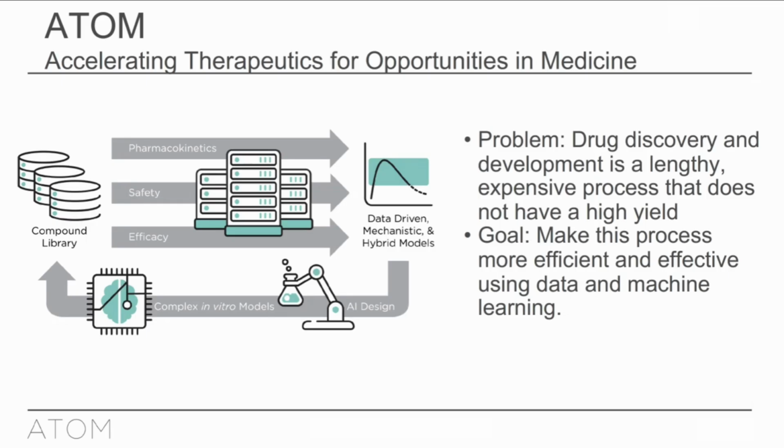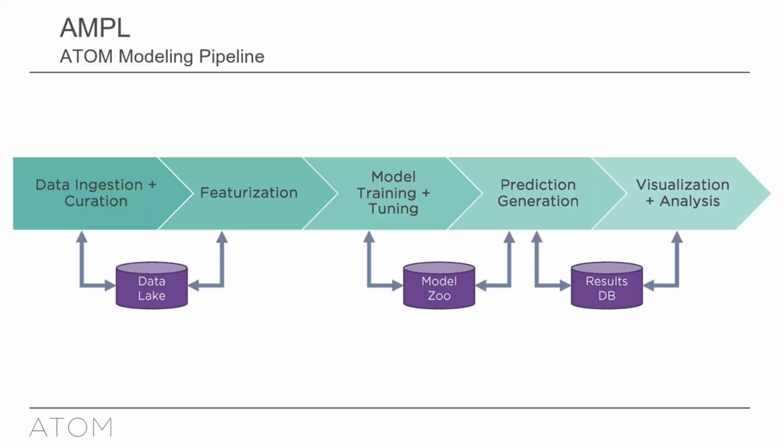ATOM then plans to transform the drug discovery process by using machine modeling to find effective molecules faster. We're analyzing chemical compound libraries and building data-driven algorithms from them to efficiently predict useful molecules earlier, minimize extraneous testing, and jump ahead in the process of drug innovation. Here's the ATOM modeling pipeline, and this is where AMPL gets its name from.